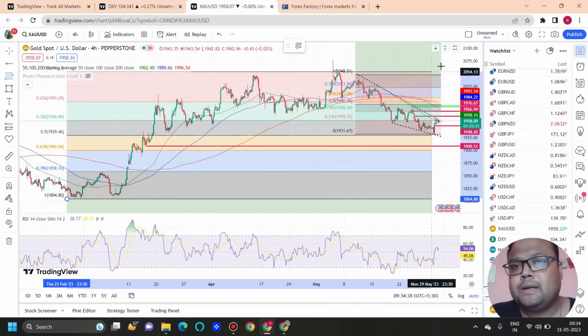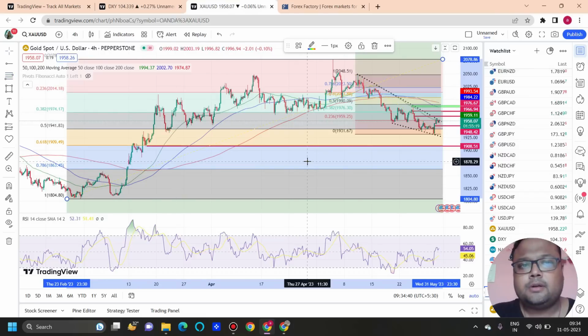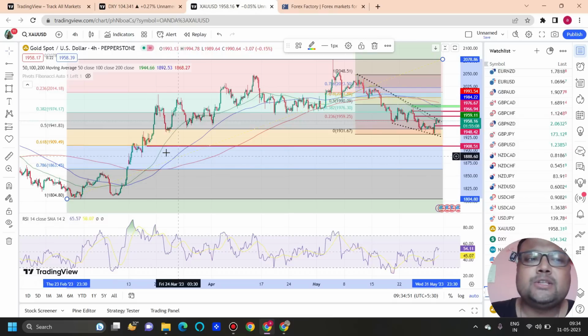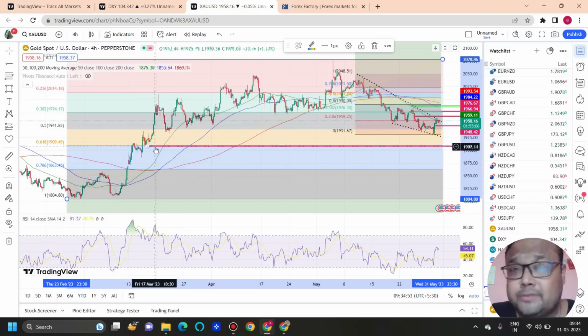But this is not the strongest support on the chart of gold, because we do not have any strong support that has the potential to reverse the trend of the market right now. These are all on the basis of Fibonacci or previous price rejection. So be careful and follow proper risk management.